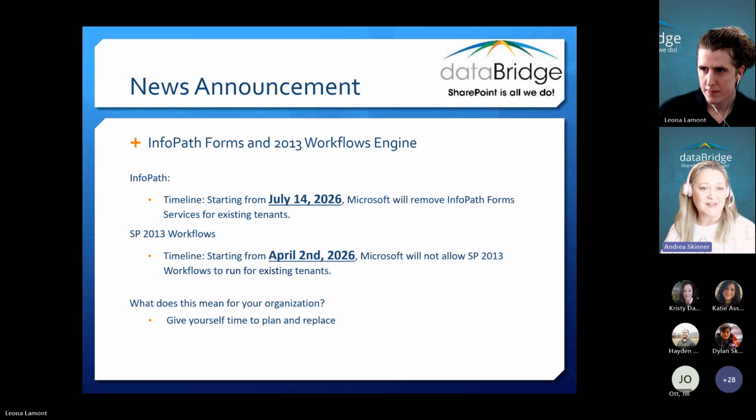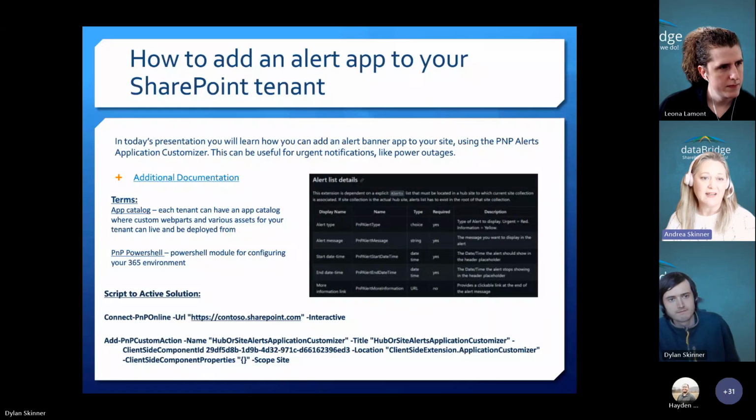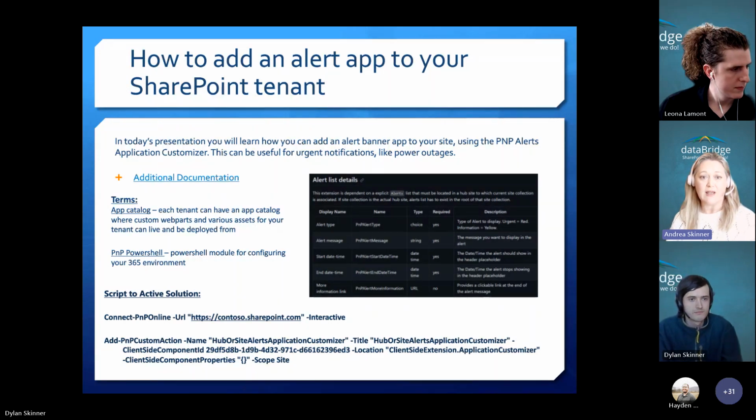So last but definitely not least, we'll hear from Dylan once again, showing us how to add the alert bars in modern pages in SharePoint Online. These can be used for things like an urgent happening on a campus or a lockdown, or dangerous inclement weather, you name it. It's anything that all of your users need to see. Sometimes IT will use these for planned outages and things like that.